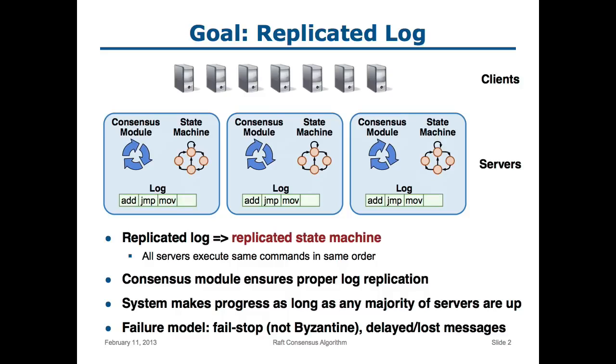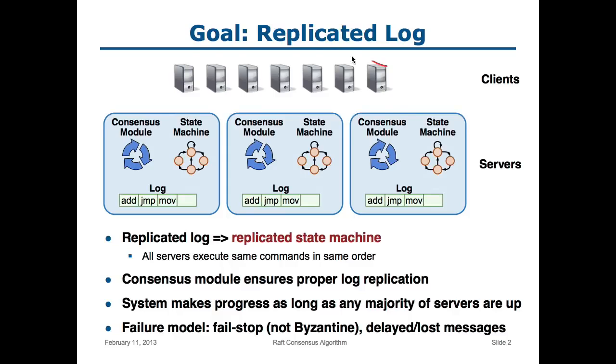Suppose you had a program or an application that you wanted to make reliable. One way to do that is to execute that program on a collection of machines and ensure that they all execute in exactly the same way. That's the idea of a replicated state machine. When I say state machine, I just mean a program or an application that takes inputs and produces outputs. Now, a log can help make sure that those state machines execute exactly the same commands.